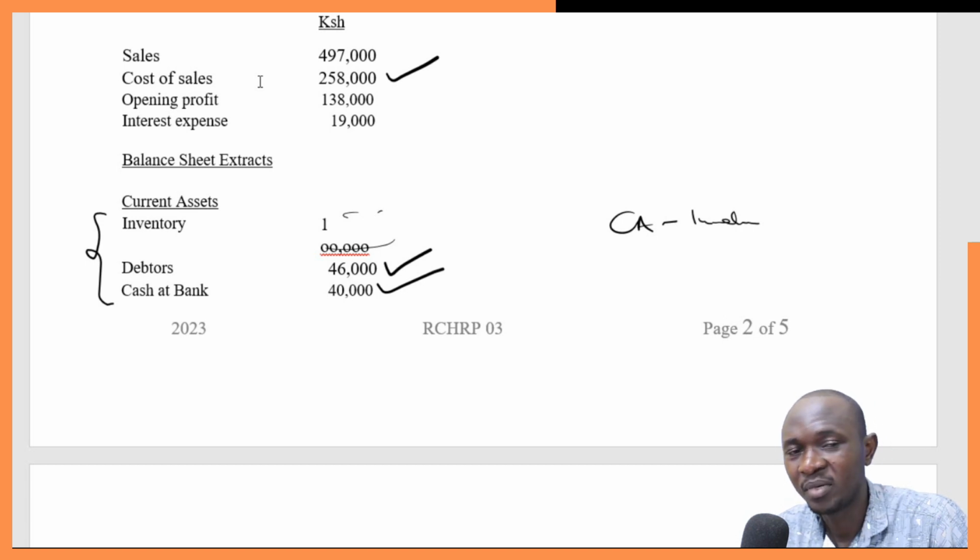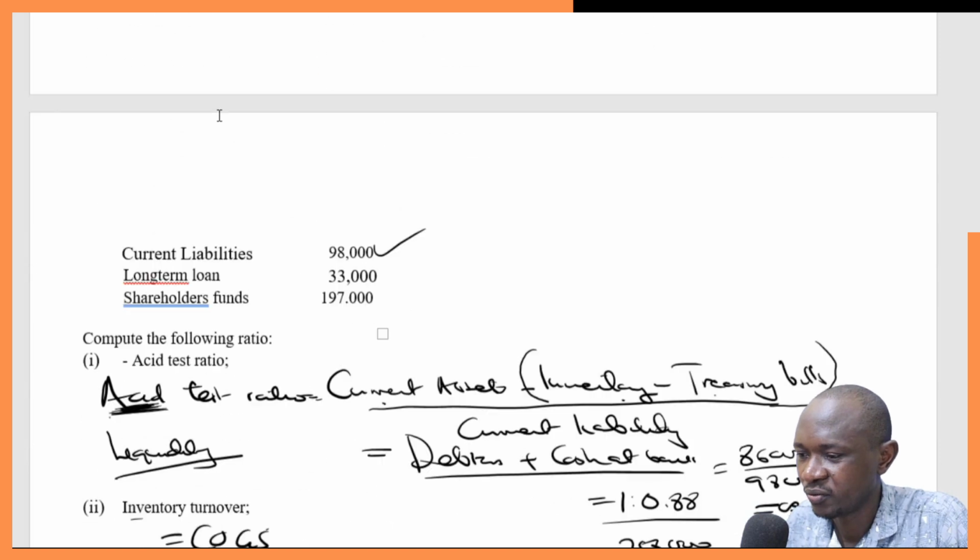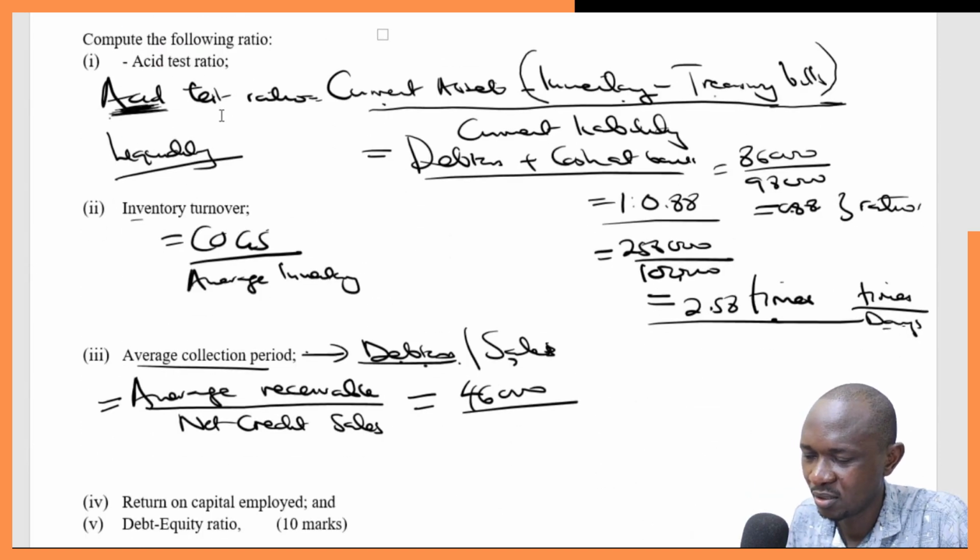Otherwise, the question should have been clear to tell us credit sales, cash sales. Because the question has not told us anything, we will not assume that these were cash sales. If they were cash sales, then we will not be having any debtors. Debtors only arise when we have credit sales. So we will safely assume that these are credit sales. So 46,000 divided by 497,000.